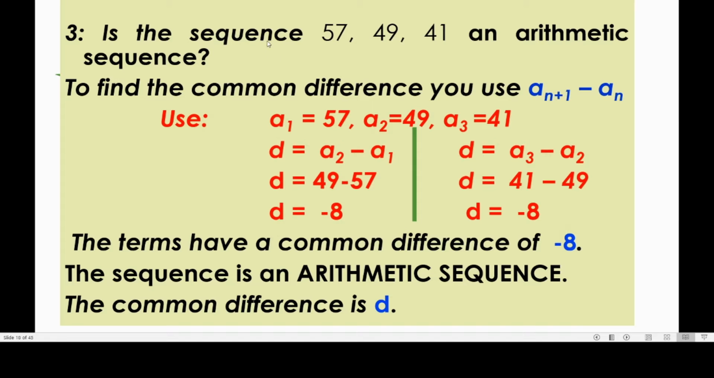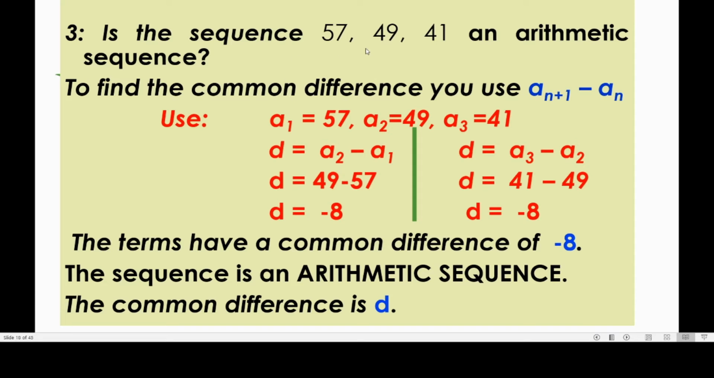Let's have number 3. Is the sequence 57, 49, 41 an arithmetic sequence? To find the common difference, we're going to use two differences. So we're going to compare. Let's have the first one, a sub 2 minus a sub 1. So 49 minus 57, which is negative 8. a sub 3 minus a sub 2, 41 minus 49 is equal to negative 8. The terms have a common difference, so we're going to have common difference equals negative 8. Therefore, the sequence is said to be an arithmetic sequence.